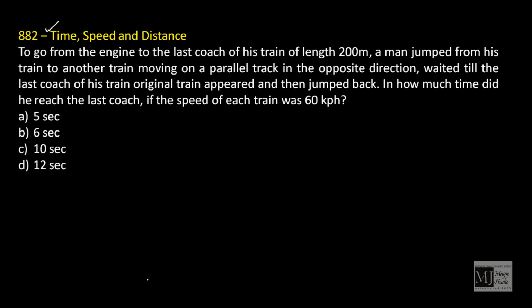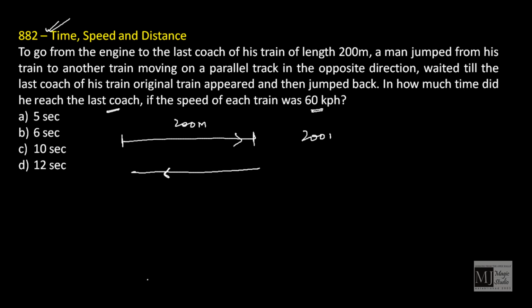Okay, classical example from time, speed and distance. We are doing arithmetic today. All questions from arithmetic. To go from the engine to the last coach of his train of length 200 meter, a man jumped from his train to another train moving on a parallel track in the opposite direction. Waited till the last coach of his train appeared and then jumped back. In how much time did he reach the last coach, if the speed of each train is 60 kph?